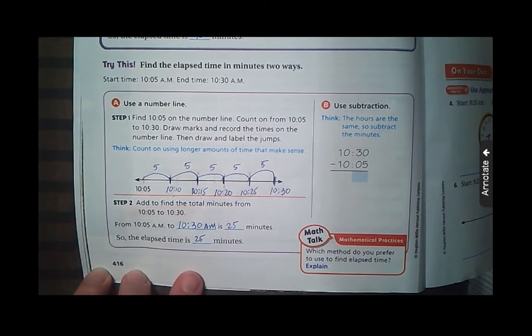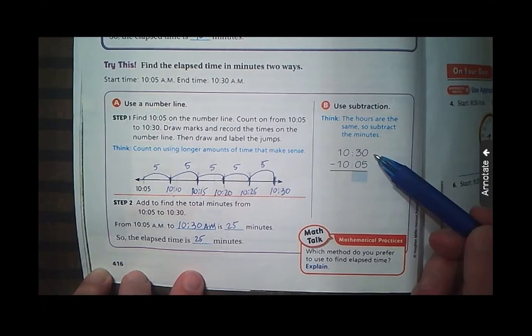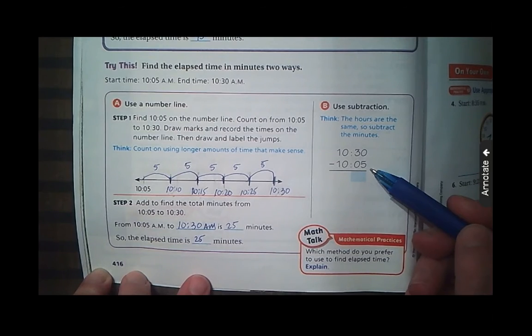All right, so they want us to try the 2 ways. Another way we can do this is by using subtraction. We have the 10:30 up on top, and where you put your ending time first, then you put your start time, and we're going to subtract it.